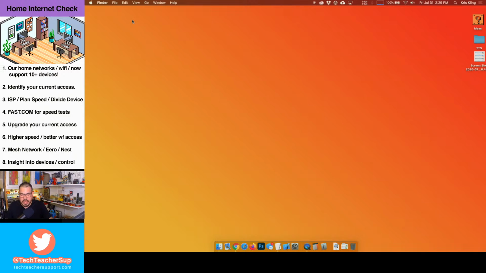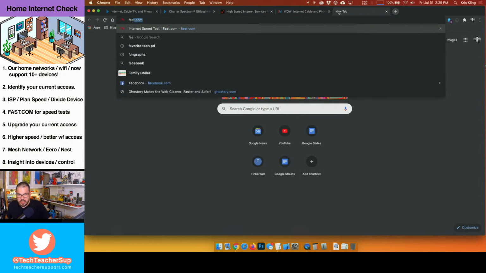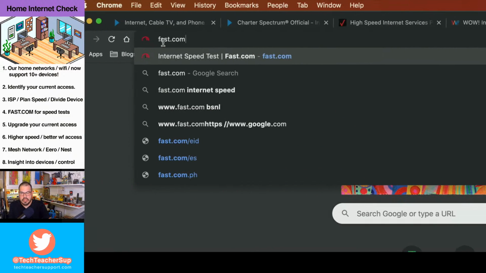And the website I like to use is fast.com. So let me pull that up. And I'm going to type in fast.com. And let me zoom up on this for you. It's just the word fast.com.